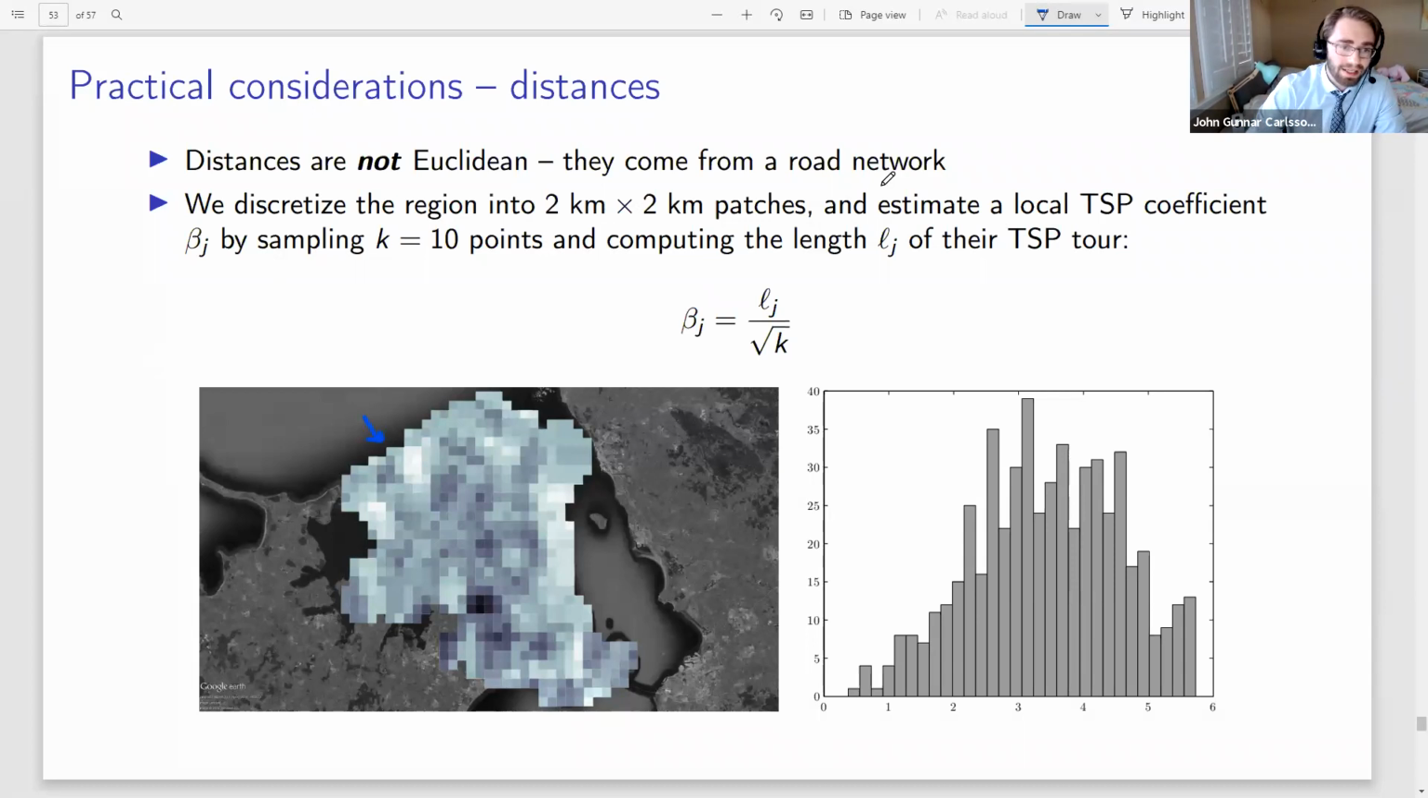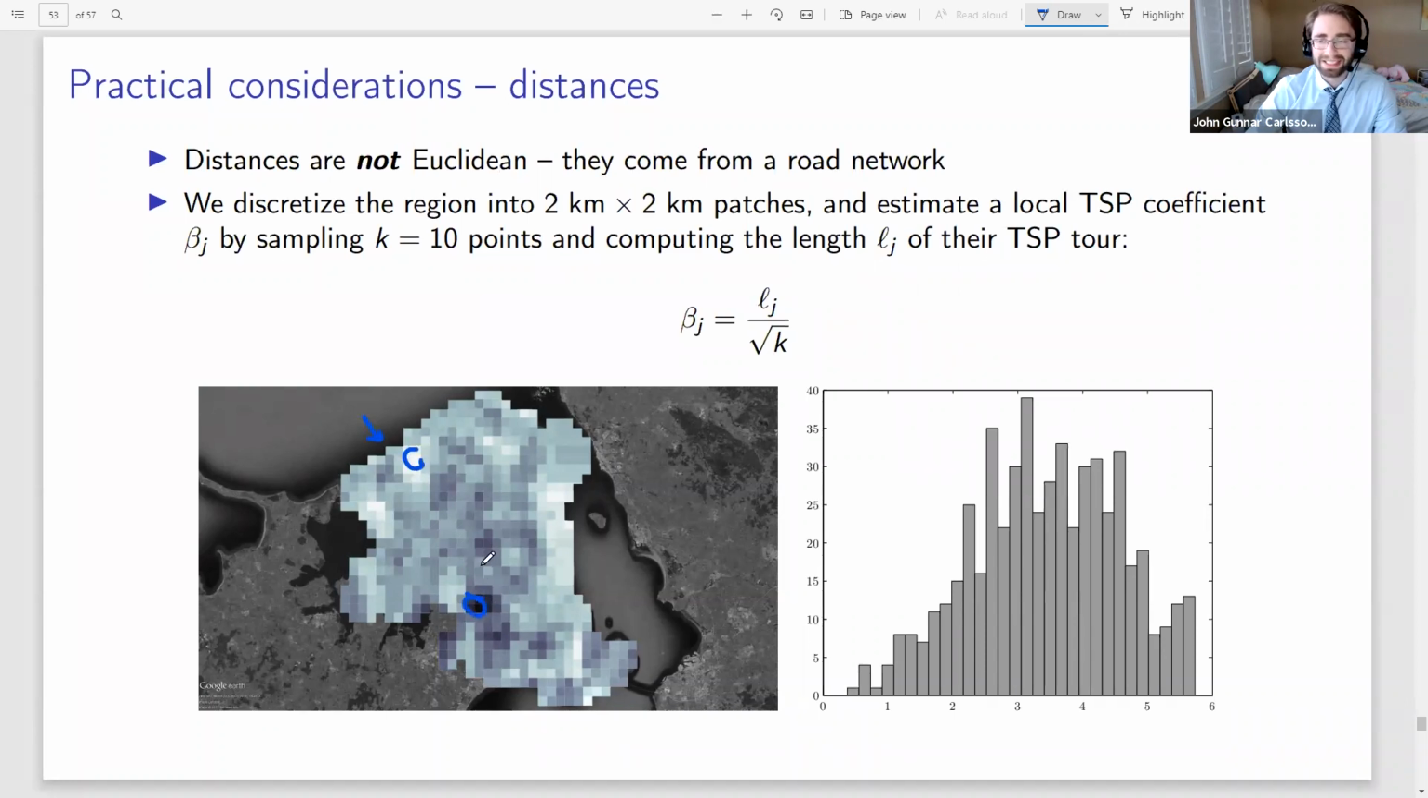What I've got here is a map of Copenhagen, as I mentioned, and a heat plot that indicates how non-Euclidean, or how distorted, the road network is. Lighter patches mean driving is fairly Euclidean, and these darker patches represent places where your driving is a lot longer than what the Euclidean distance would expect.